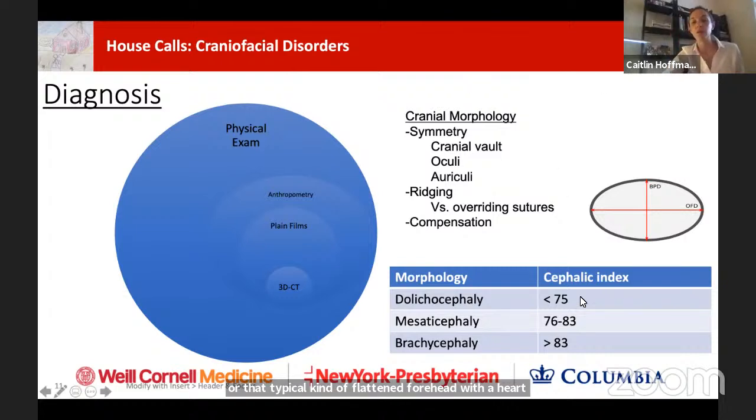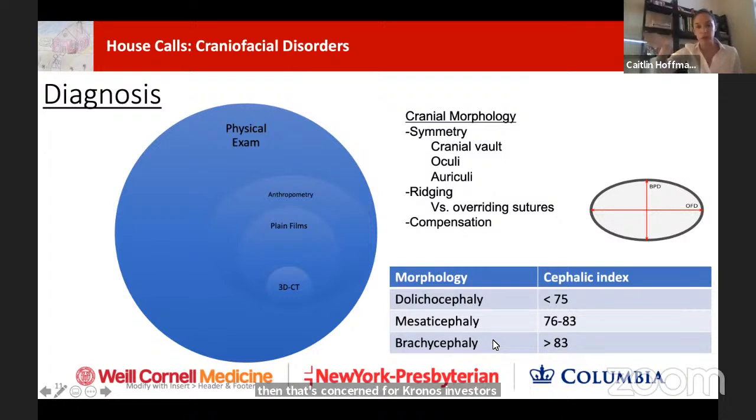We also sometimes use cephalic index to help us with the diagnosis. In no way should it be used in isolation, but it can be helpful. This is when we measure the biparietal diameter divided by the occipital frontal diameter multiplied by 100. That gives you a number that tells you if it falls within the 76 to 83 range, that's relatively normal. When we start to lower that number below 75, then that's scaphocephaly or sagittal synostosis. Above 83, then that's concern for coronal synostosis.